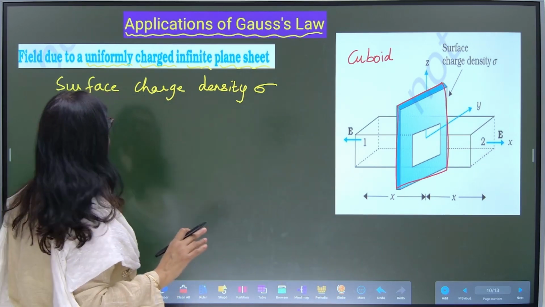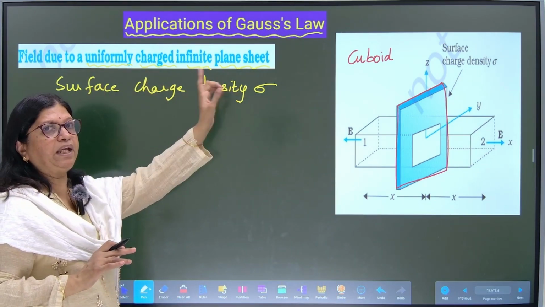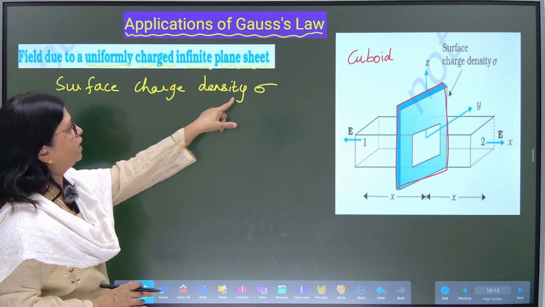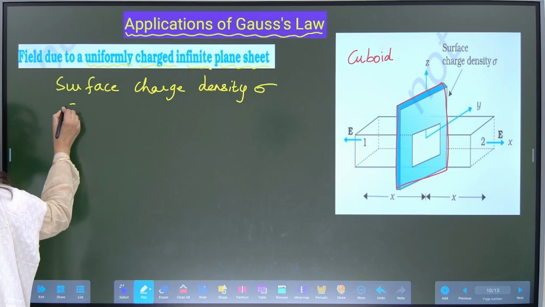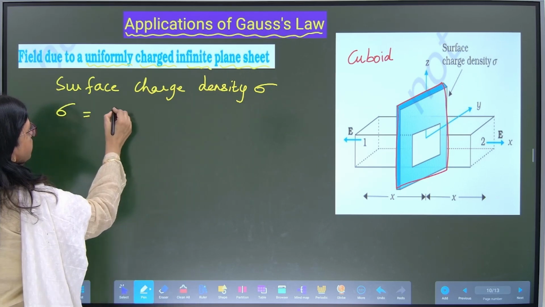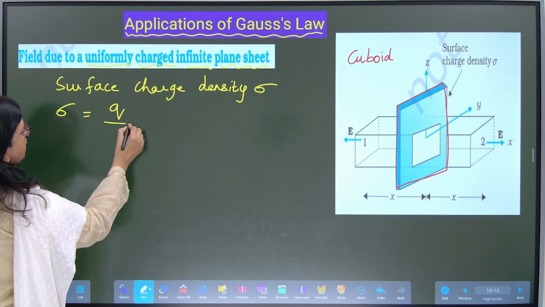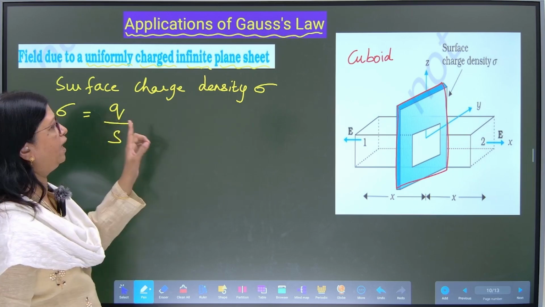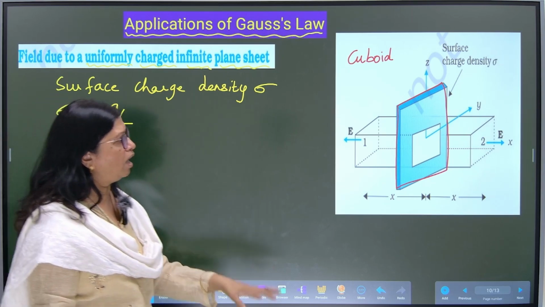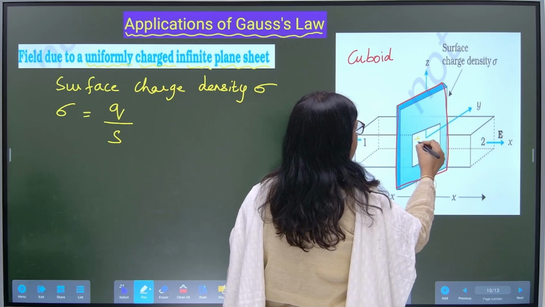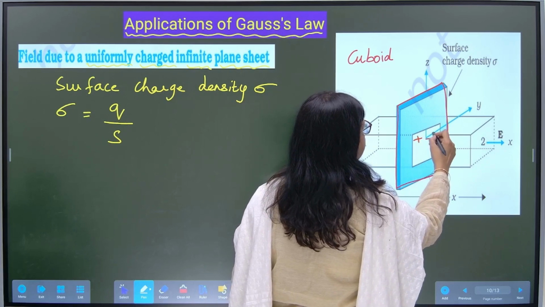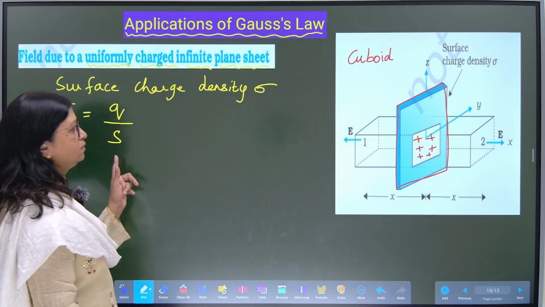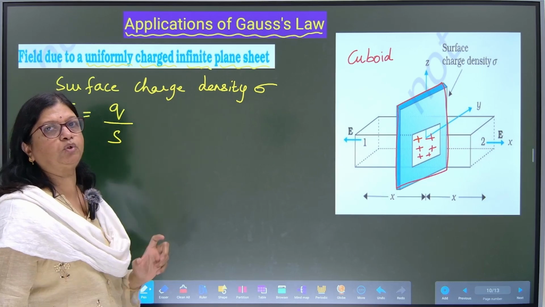Fine. So we have taken a uniformly charged infinite plane sheet which has a surface charge density of sigma. Now what is sigma? Sigma is the charge per surface area of the sheet. Here we have considered Q as the charge in this much portion of the sheet which we are considering, and S is the area of that much portion of the sheet.